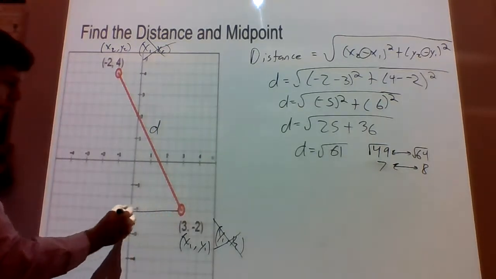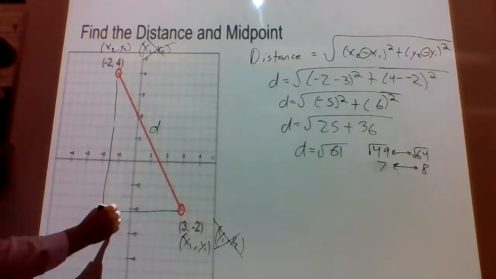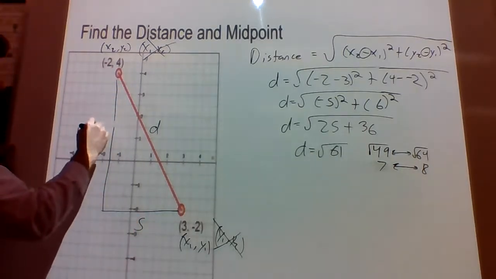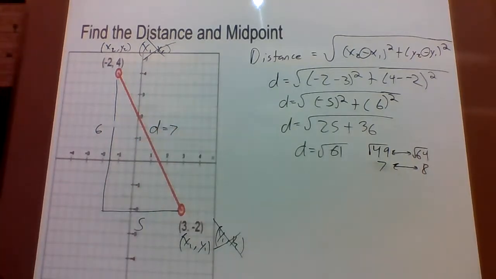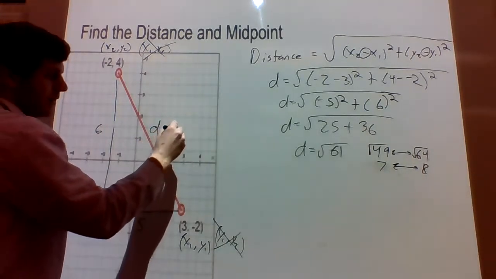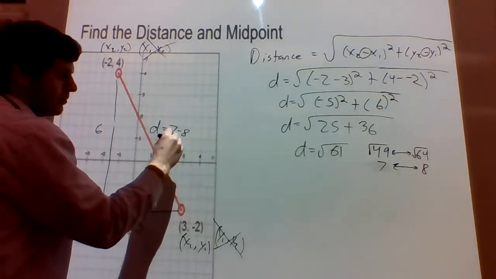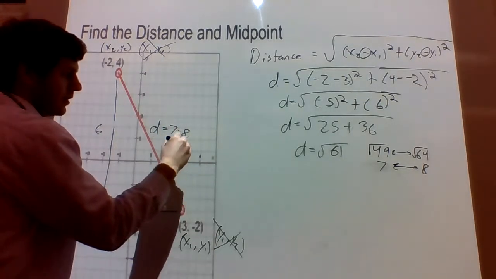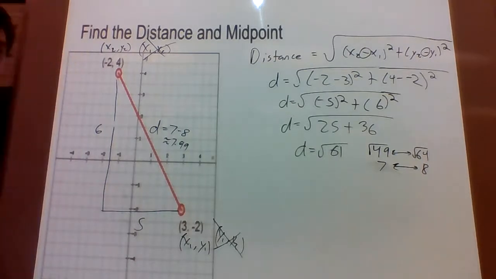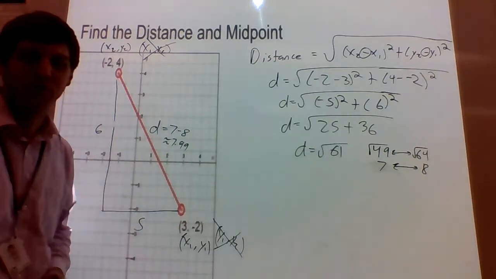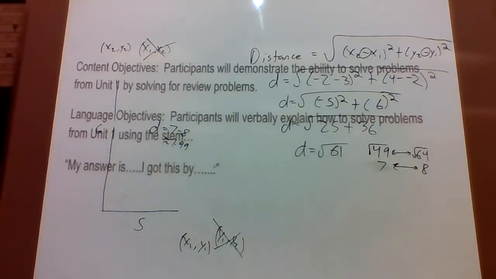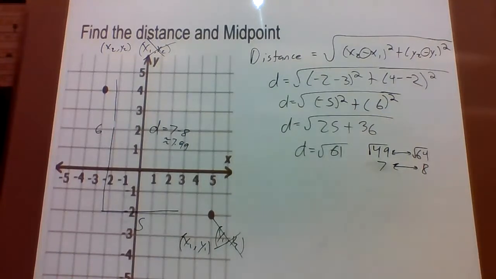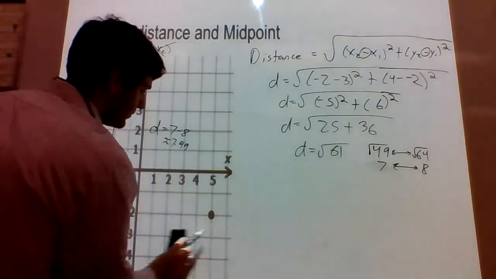All right, this distance was 5. And this was 6. And this is about 7. Well, it's about 7, between 7 and 8. So about probably 7.9. I don't know. Whatever it is, square root of 61, 7.9, 7.8, something like that. All right. Those are the objectives for Friday.